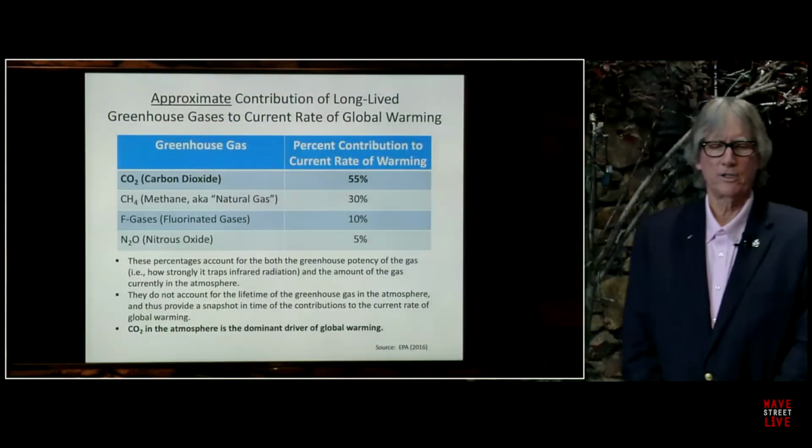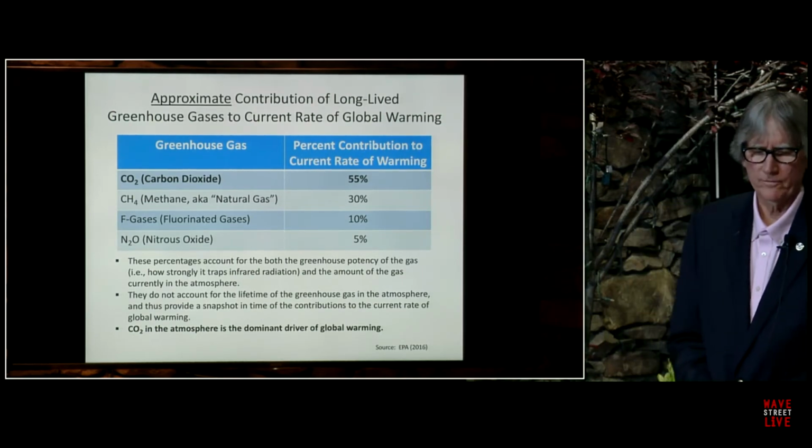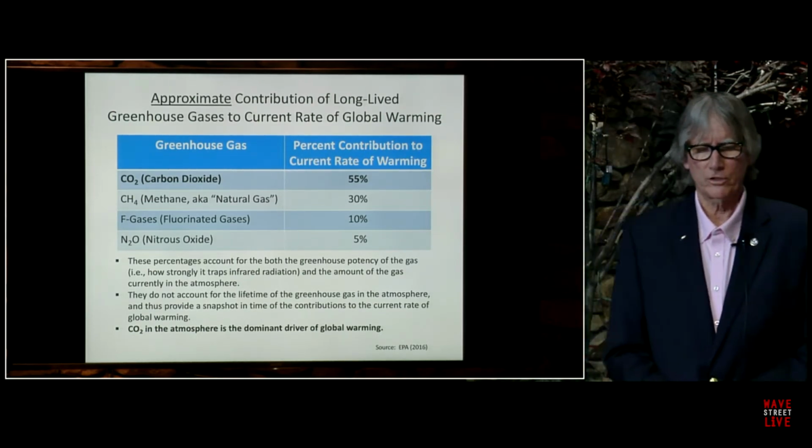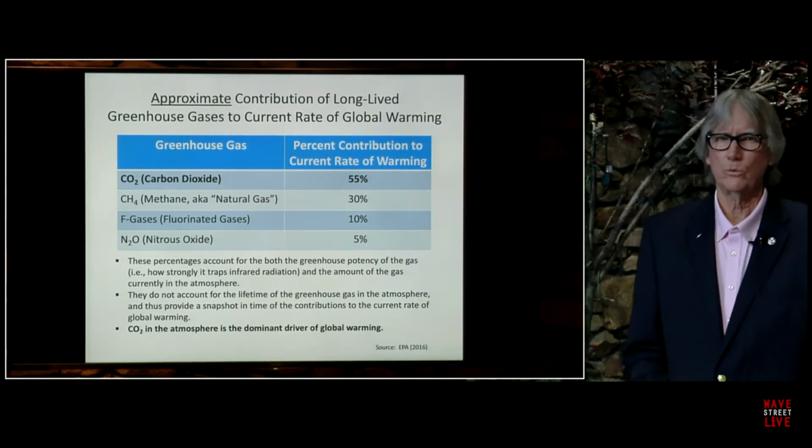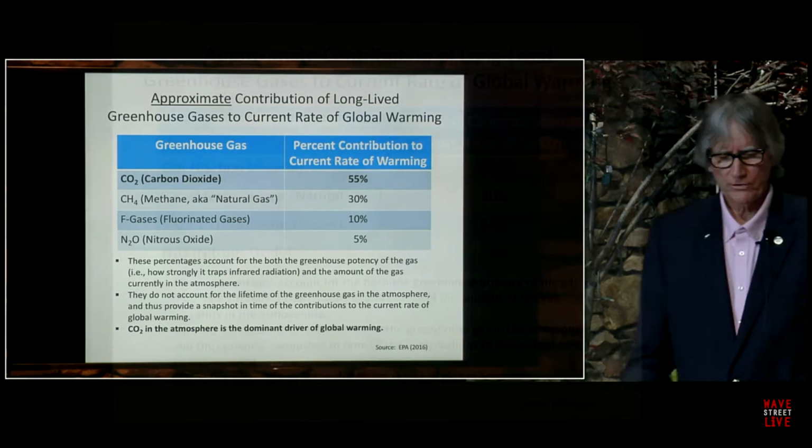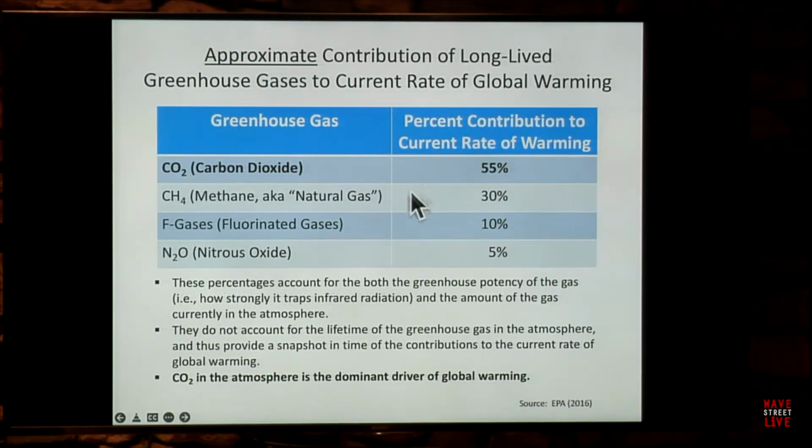Here's a depiction of the approximate contribution of the long-lived greenhouse gases to the current rate of global warming, stressing the word approximate here. So you can see it's carbon dioxide, methane, also known as natural gas, the fluorinated gases, and nitrous oxide. What you see here is that CO2 is in fact the dominant driver of global warming. That's why we talk about CO2 most of the time. CO2 is driving more global warming than all of the other greenhouse gases combined. Now this is a snapshot in time.